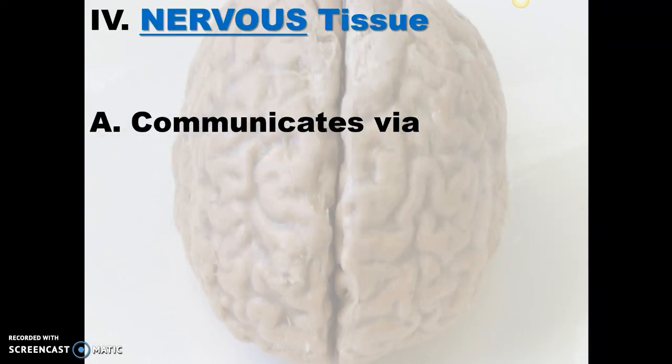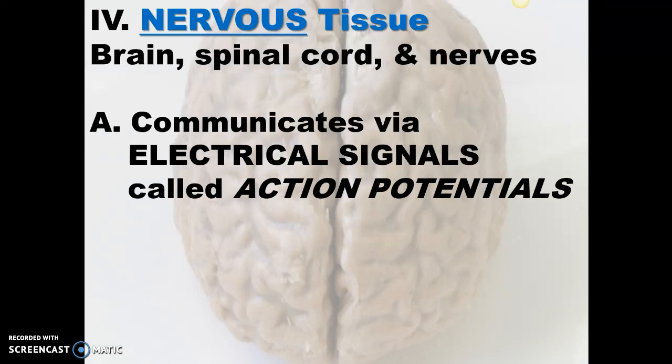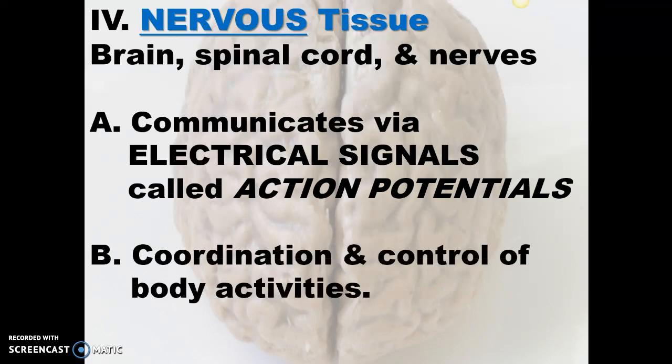Nervous tissue. Yes, your brain, your spine, all your nerves are nervous tissue. They communicate by way of electricity. You know what that's called? An action potential. So, an electrical signal, an action potential. It's good for coordination and control of the body's activities. The brain's kind of control central, you know. Brain goes dead, you're gone.